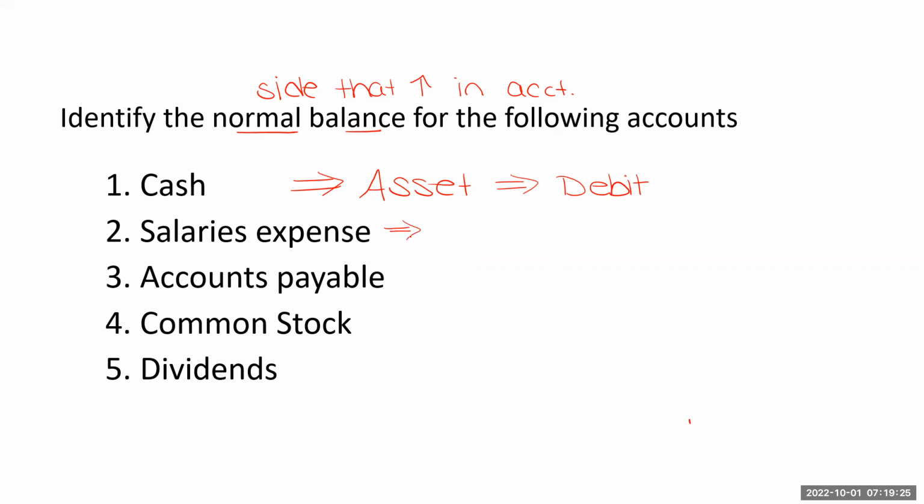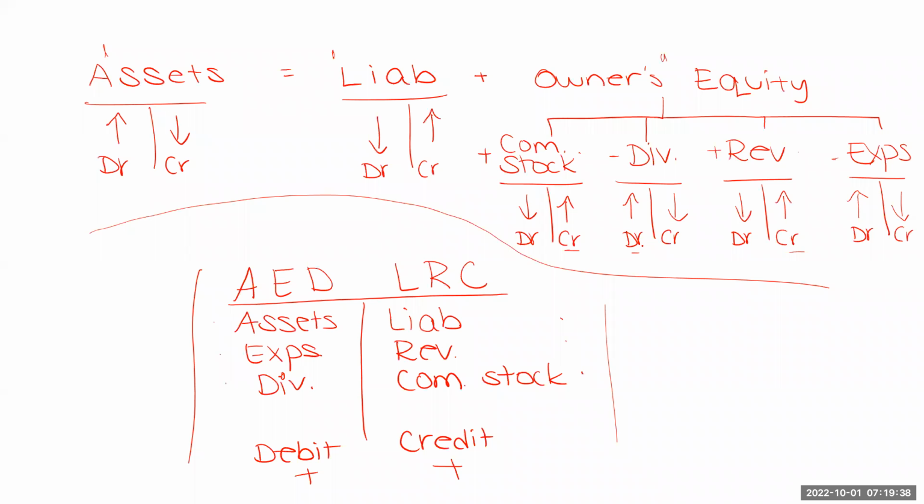Your next one, salaries expense. Well, that's pretty obviously an expense account. Expenses fall under owner's equity. Right, so here's equity, expenses. The normal balance, the side that increases it, is also debit. Why? Because it has to have the opposite balance of equity, which is credit.